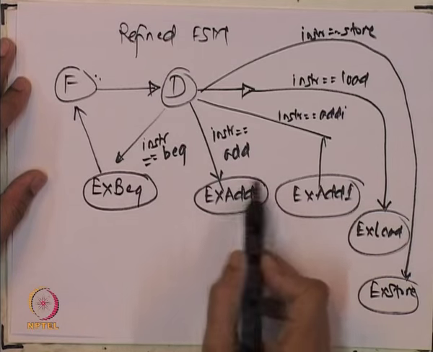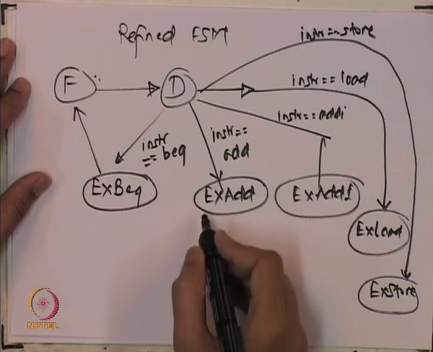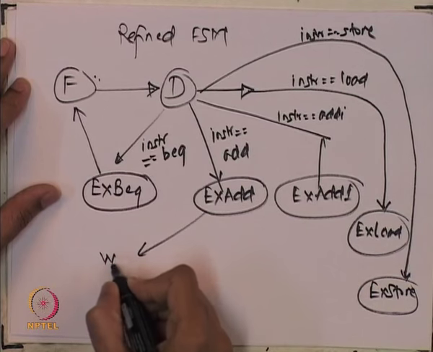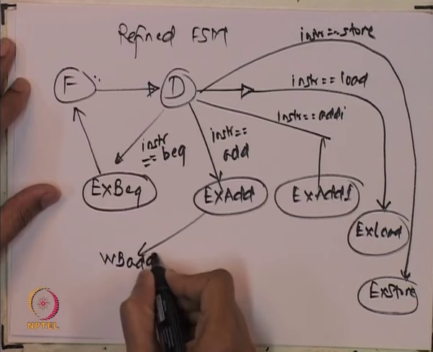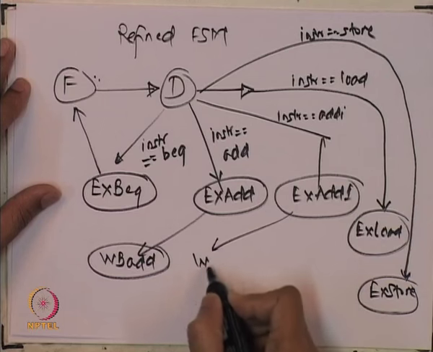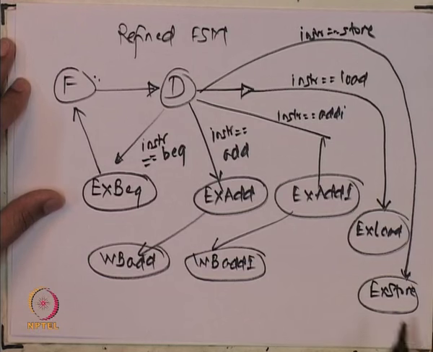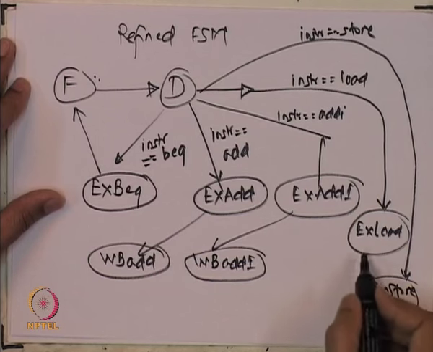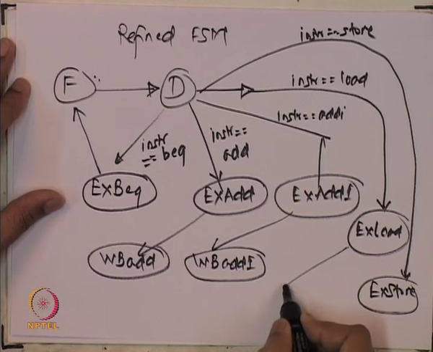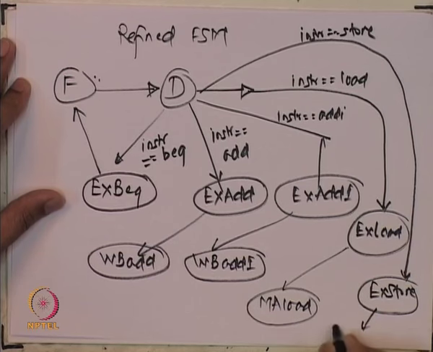Now, if we are in the EX state of the add instruction cycle, then the next state would be the write back state. I call it WB, write back for add. Similarly, from here I would be in write back for add immediate. Now, if it were a store instruction or load instruction, the next states would be memory access. Memory access for load and memory access for store.